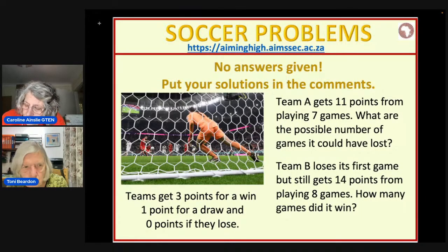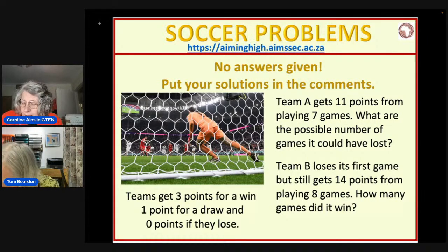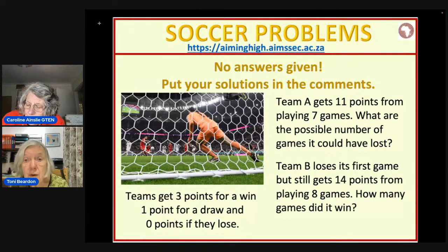What about 2? If they won 2, that would be 6 points. They'd have to draw 5 and lose none. But that would only be 7 games. Oh, that would be right. That's it. 7 games. Yes. So they win 2, that's 6 points. Draw 5, that's 5 points. 6 and 5 is 11. And then they will not lose any games. So they've got 2 solutions.